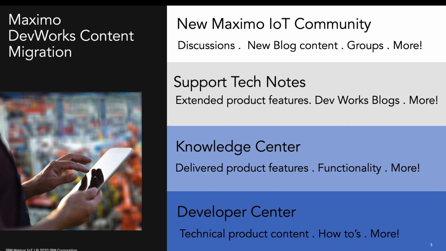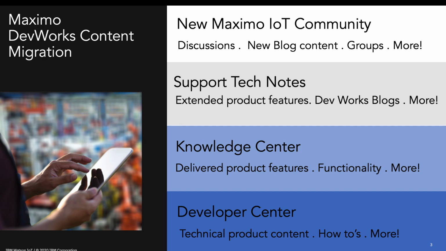First is the new Maximo IoT Community. This is where you'll find detailed information, discussions, blog contents, group event notifications, and much more. Support Tech Notes. In a Support Tech Note, you'll find the information that was more talking about extended product features. You'll also find the DevWorks blogs and the DevWorks user forum have migrated to Support Tech Notes.